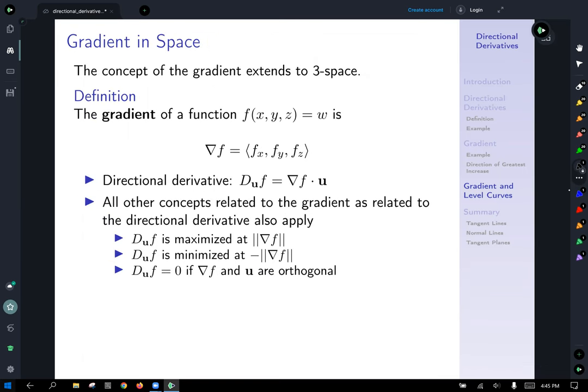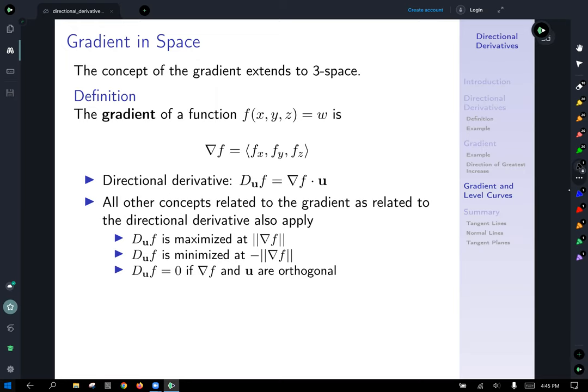All right, so the gradient. So far we've been talking about it in two space, but the concept of the gradient extends to three space. The gradient of a function, if it has three inputs and one output, is going to be a vector of the three partials of the function: partial of f with respect to x, partial of f with respect to y, partial of f with respect to z in this case.